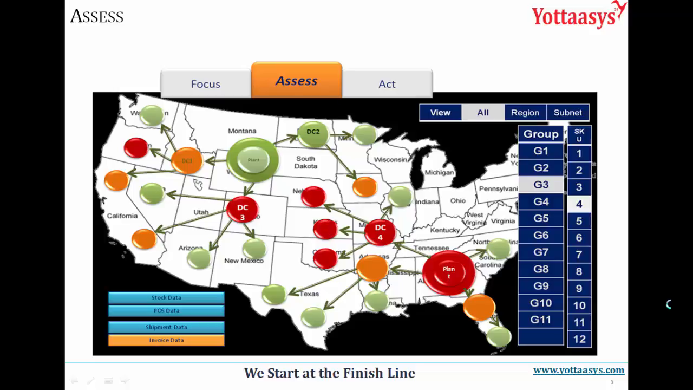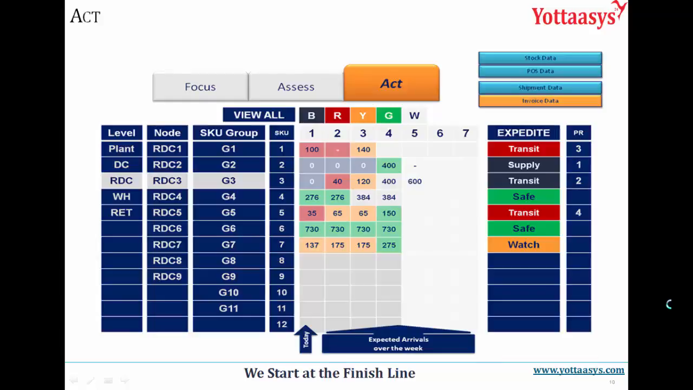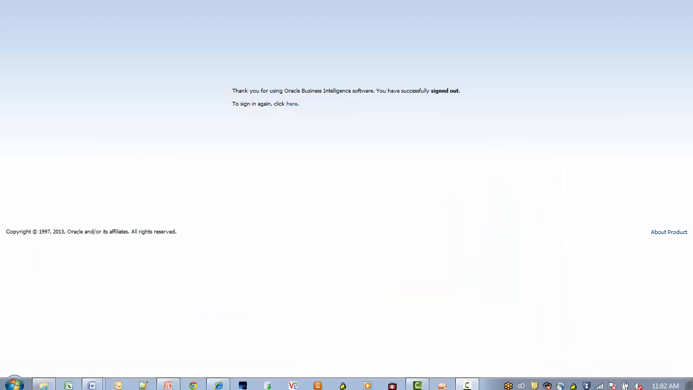In the Assess tab, the state of the supply chain is assessed for the top end products identified in the previous tab. In the Act tier, action is taken for resolving various operational anomalies. In today's demo, we will take two actions. First, we will order new equipment, and second, we will reroute equipment from one location to another.